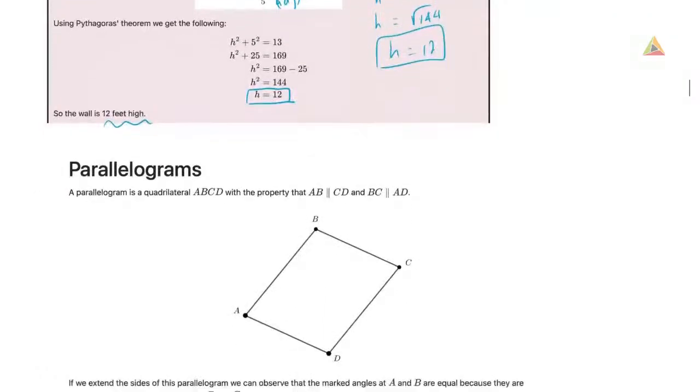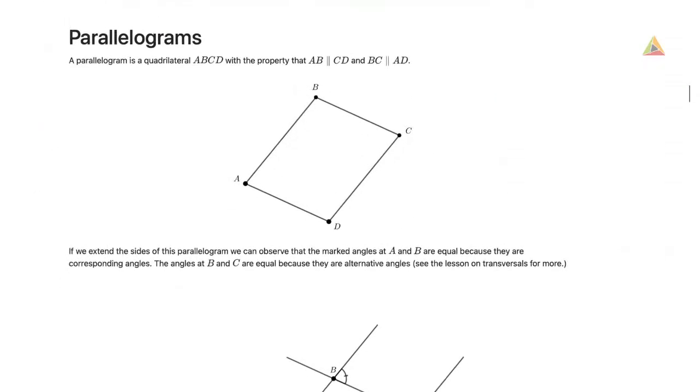Okay, we're on to parallelograms now. A parallelogram is a quadrilateral. A quadrilateral is a shape that has 4 sides, A, B, C, D, with the property that AB is parallel to CD. That sign there means parallel, and it's really important that you know that. So AB is parallel to CD. I'm just going to mark these into the diagram. So AB is parallel to CD, and then the side BC is parallel to AD.